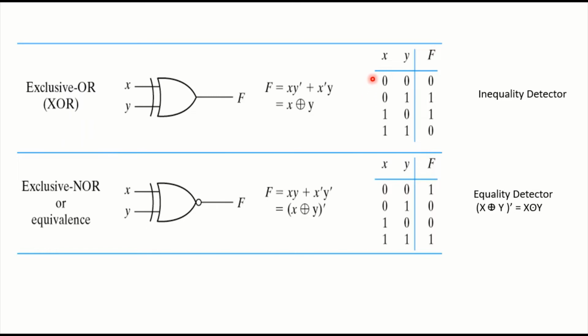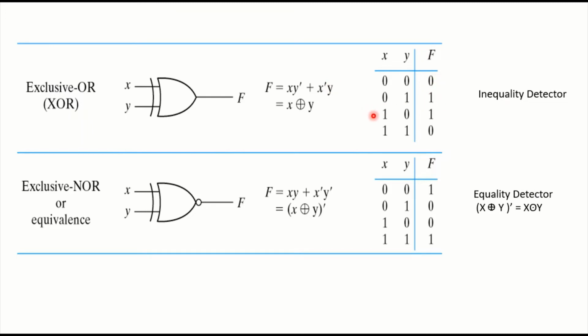Now consider the second case. X is 0, y is 1. X is 0, y is 1 means y bar will be 0. This term will be 0, plus x bar y. X is 0, x bar will be 1, and y will be 1. 1 and 1, here we will get 1 at the output. F will be equal to 1 due to this term. Here we are getting f equal to 1.